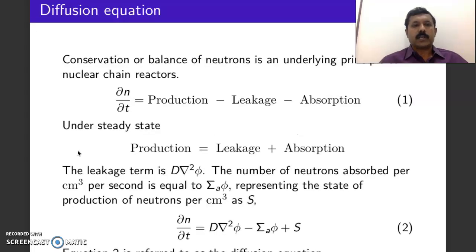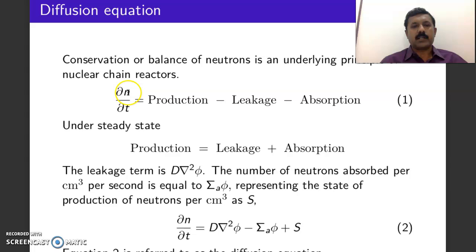In the operation of the reactor, what is most important is the conservation or balance of the neutrons. They should be conserved in the given volume under consideration. The time rate of change of density of the neutrons can be written as equal to the production of neutrons minus leakage of neutrons minus absorption of neutrons.